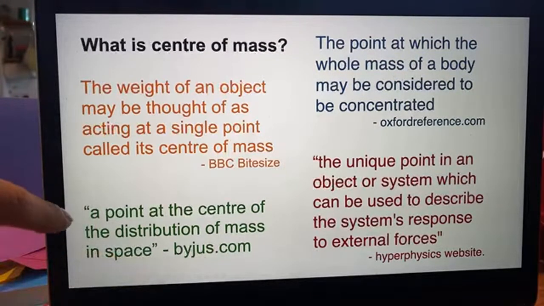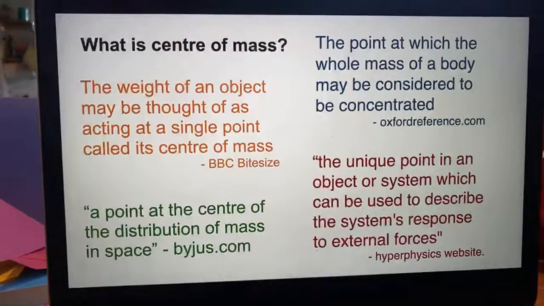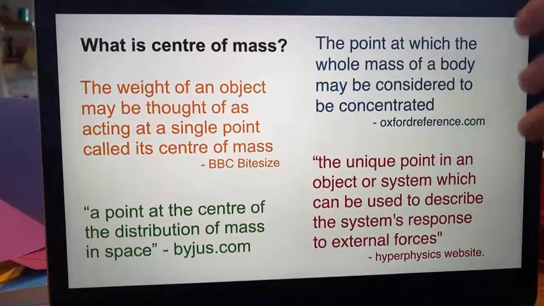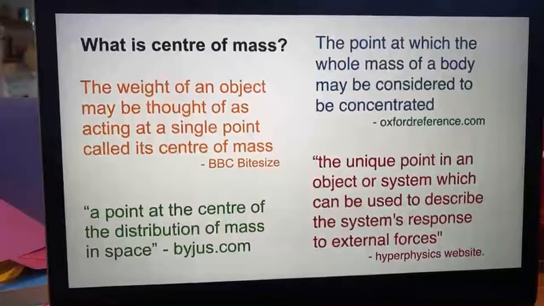Byjuice.com, whatever that is, says that centre of mass is a point at the centre of the distribution of mass in space. Oxford Reference, never heard of, says centre of mass is the point at which the whole mass of a body may be considered to be concentrated. And Hyperphysics, which I usually really love but is deeply confusing, says that centre of mass is the unique point in an object or system which can be used to describe the system's response to external forces. Basically, centre of mass, it's like the balance point.